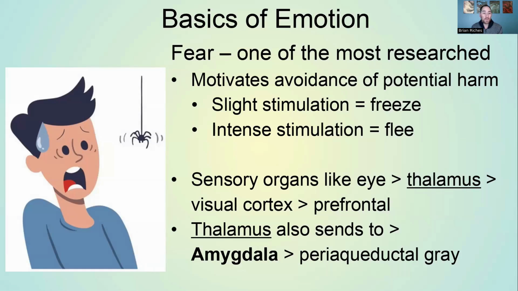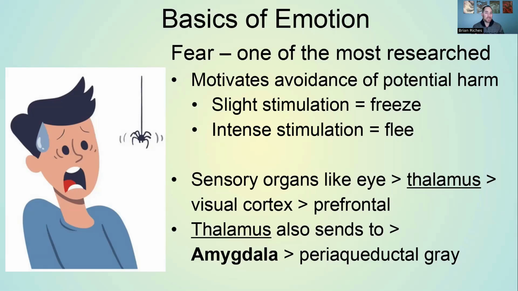One thing that we see, especially in rats, is that this motivation to avoid potential harm can lead to different responses. You've probably heard of fight, flight, and freeze. Essentially, one thing that we see with a lot of rodent models is that a little bit of stimulation from this system leads to the freeze response, and then a lot of stimulation leads to the flee response.